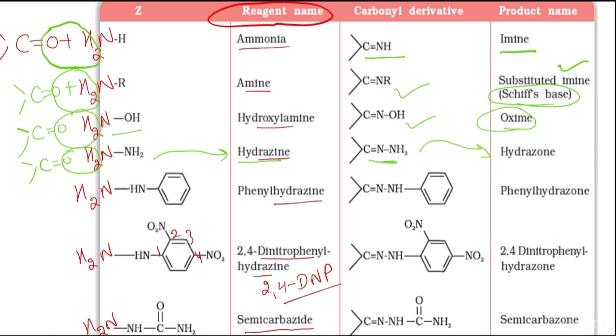Instead of the reagent's NH2, you write the C double bond N in the product. Remember it like that. If this is phenylhydrazine, the product has to be phenylhydrazone. And remove water, the structure of the product is here in front of you. C double bond N, NH and then the benzene ring attached to it. I hope the first 5 are clear, easy to remember. Let us see the last 2.